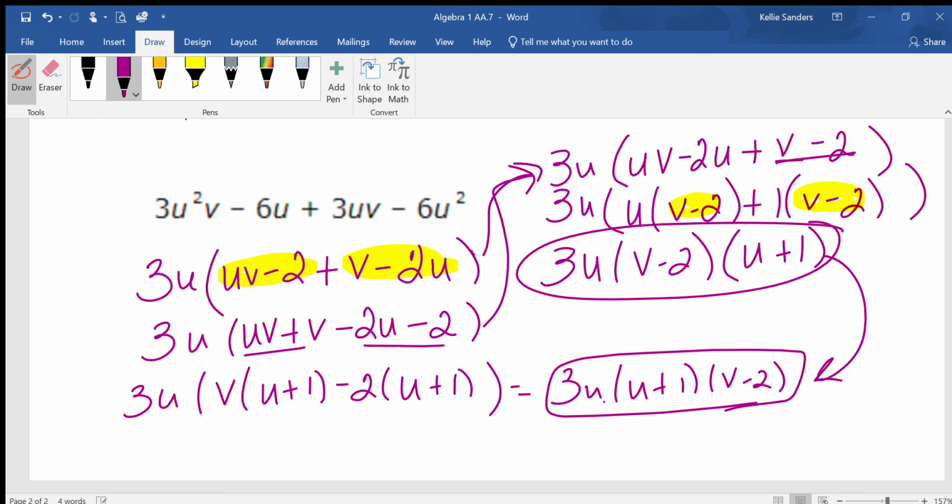Is this the same answer as that? Yes, it is, because the U is plus 1 and the V is minus 2. So they're the same exact thing. There's more than one way to skin that cat.